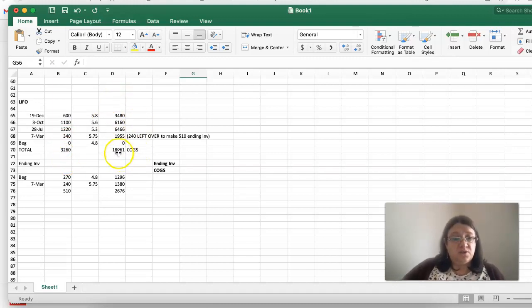And then the cost of goods sold, or the total price, is $18,061.00. So to find out the ending inventory, we take the beginning inventory at 270 units with $4.80 because we didn't use any of those. Then the 7th of March, we used the 240 that were left over after we fulfilled the 510 at $5.75. And that gave us a total of 2,676. So that is our ending inventory, 2,676.